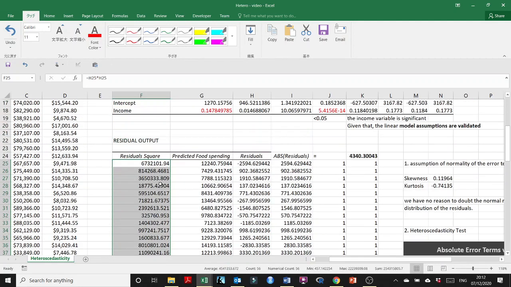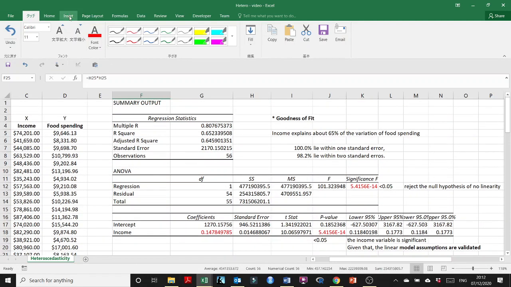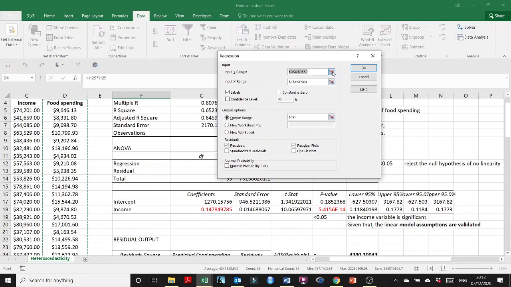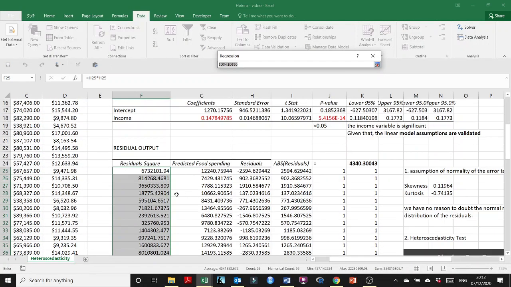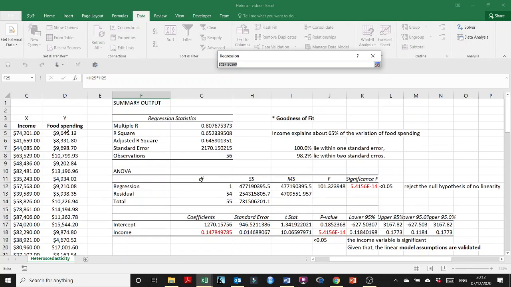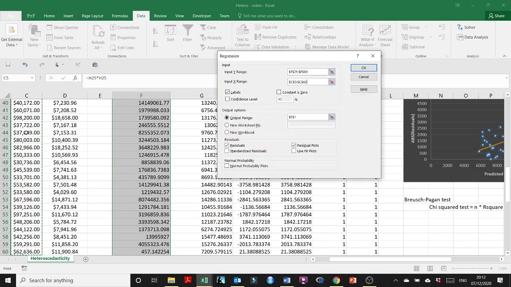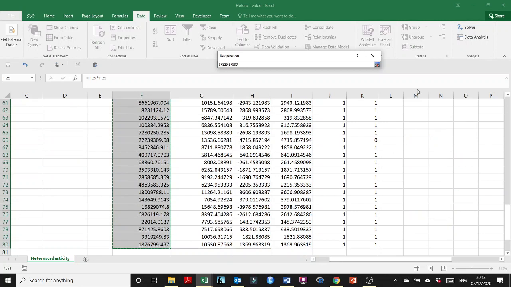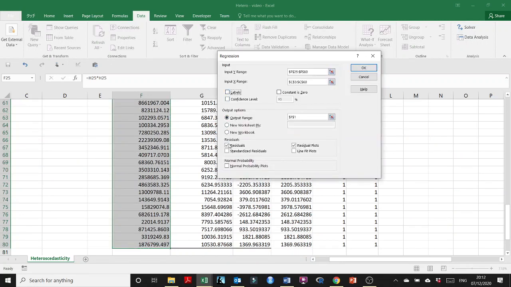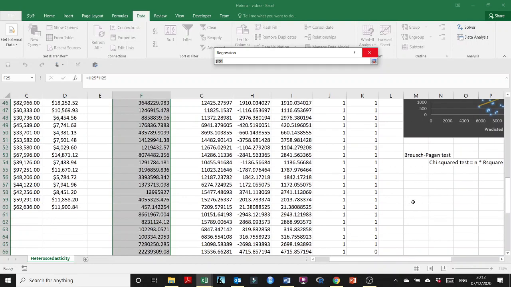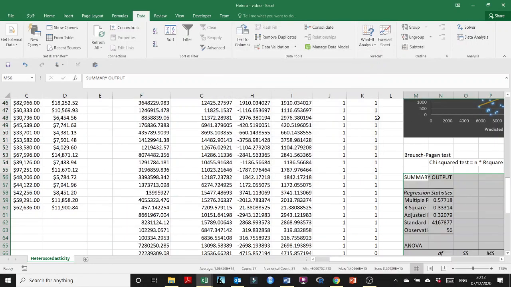And now I can run linear regression between the residuals squared and the income. So I'm going to go to data analysis. Of course, I explained this for you guys in the previous video. So the y here is the residuals squared, and the x here is the independent variable, income. I didn't include the labels, so I don't have to check the labels here. And the output range, I'm going to line it up under here. Let's hope everything goes well.